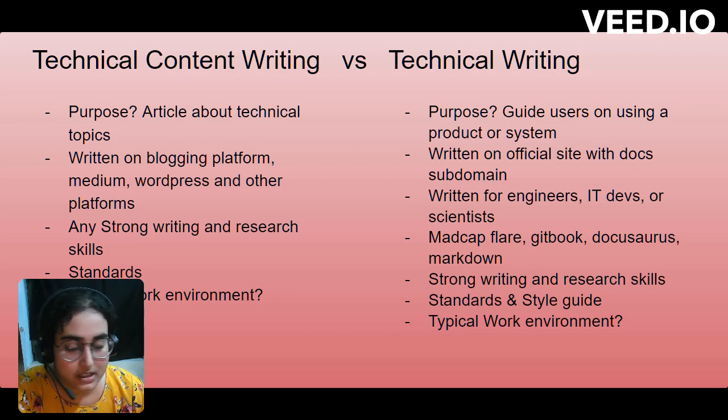In the case of technical writing, the work environment will be like, you will be assigned to a team who is working on a particular product, and you will be documenting the product releases, write release notes, update the features, update the tutorials. So you'll be working with one particular product. So these are the major differences between these two.